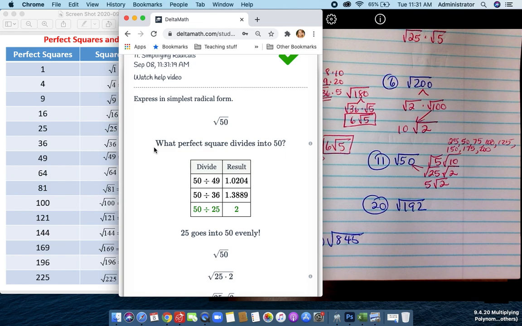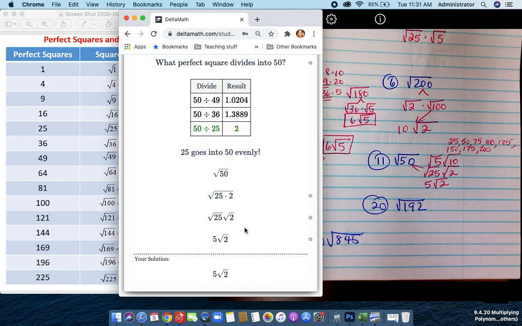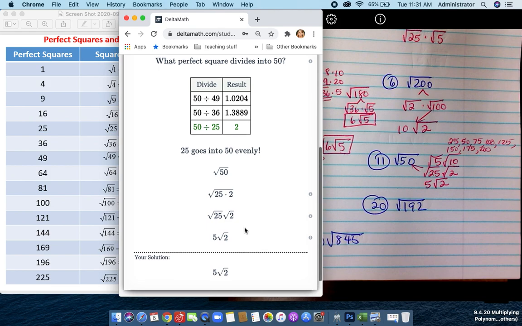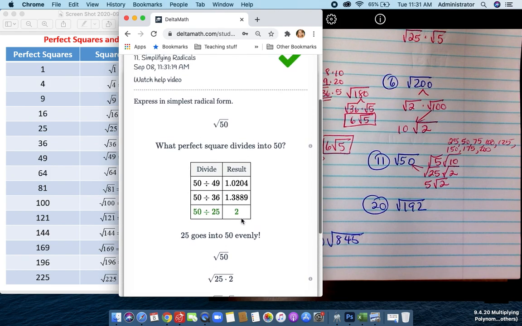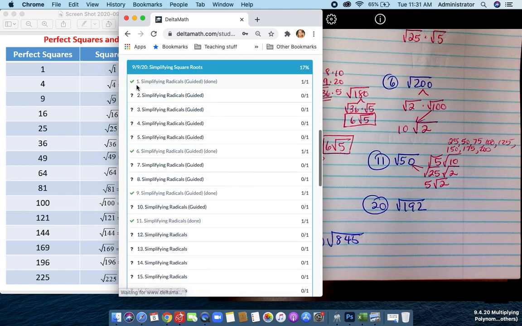So again, they're walking you through here. What perfect square divides into 50? And it ends up being 25. So it makes it really easy to use the square root of 25 times 2. Square root of 25 down here, bringing you 5 square root of 2. So feel free to continue to use the tools that are built into Delta Math, like your video and your examples. So I'm going to move on to 15 and see if we can't do this one maybe in our head.